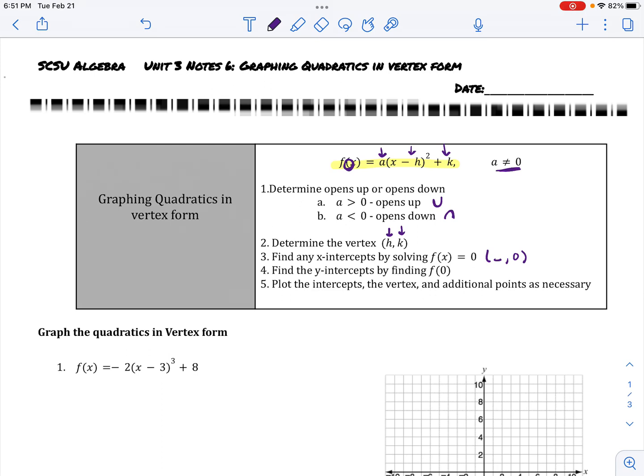That's going to give you usually 2 key points. So you're going to get 2 x-intercepts. Okay, it could be 1, it could be none. We'll kind of look at that situation, but usually 2.